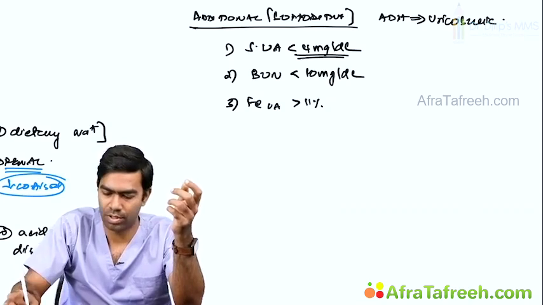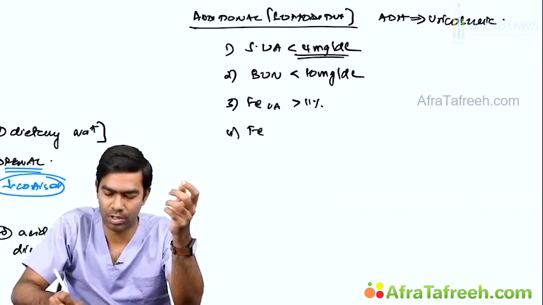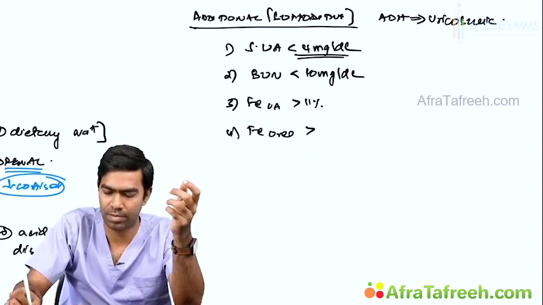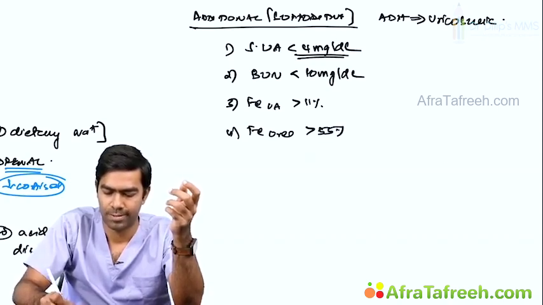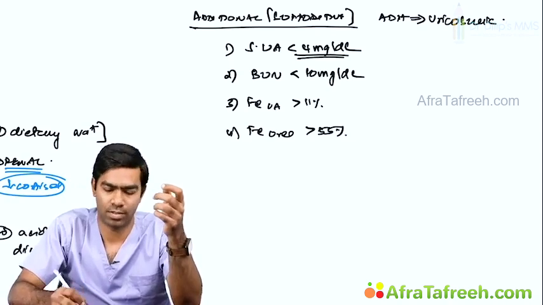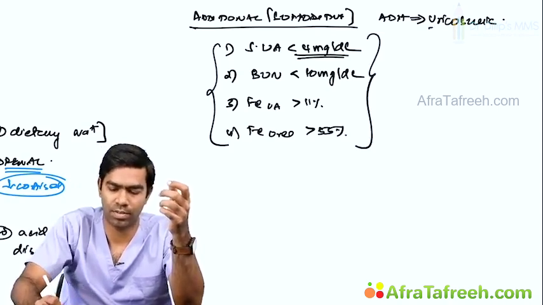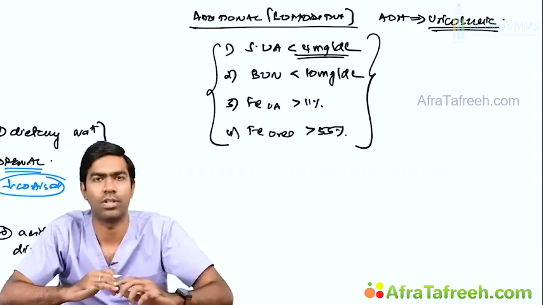And number 4, the fractional excretion of urea will be more than 55%. So these are some of the diagnostic criteria. All these things can be understood in a very simple way, that ADH is a uricosuric hormone.